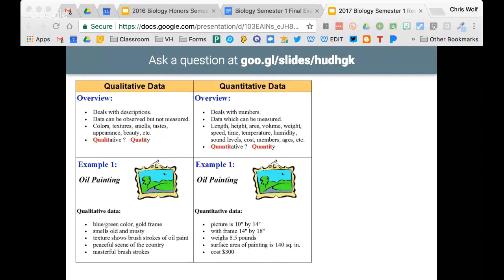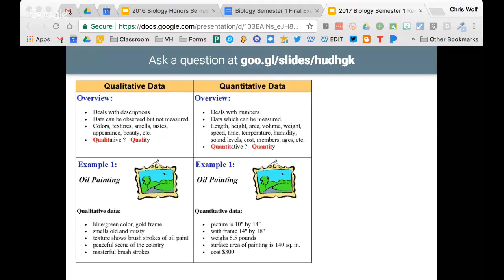but really not measured. Examples are colors, texture, smells, taste, appearance. Think of quality when you think of qualitative. That definitely helps you remember it. And then quantitative is dealing with numbers and measurements, things that you can measure like length, height, area, volume, temperature, sound, cost, number of people in a group, those kinds of things. Quantitative means quantity. That's where those words come from.